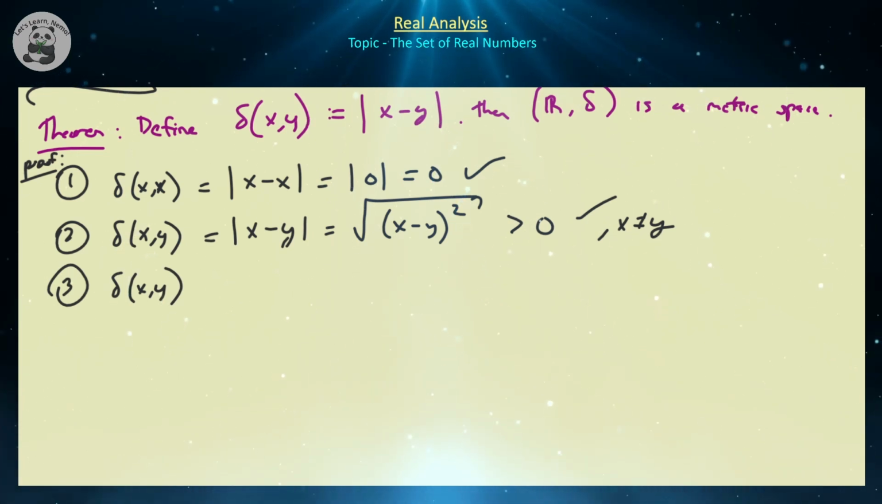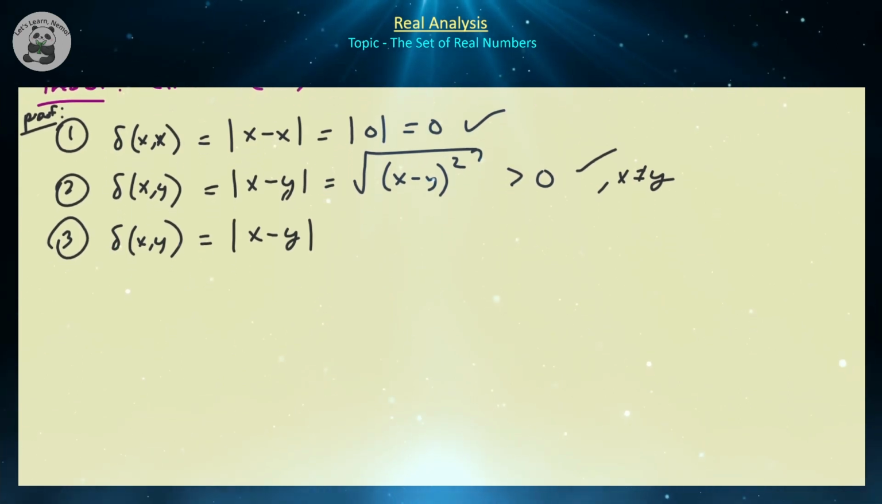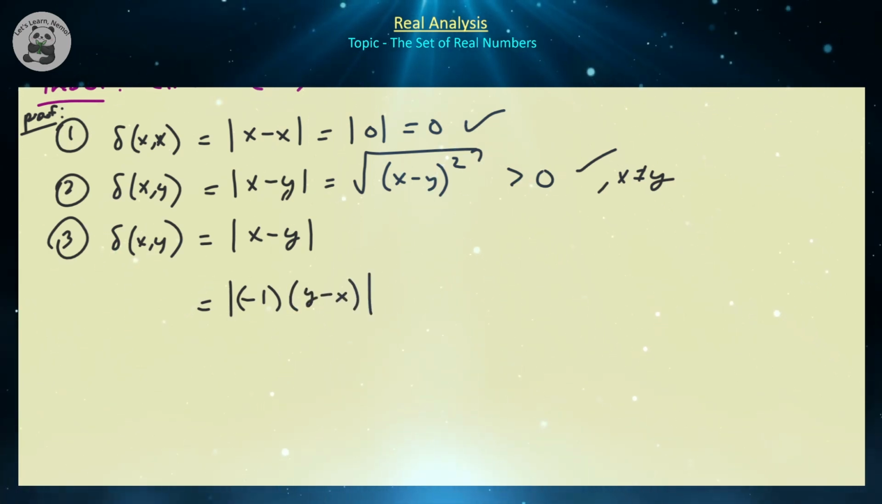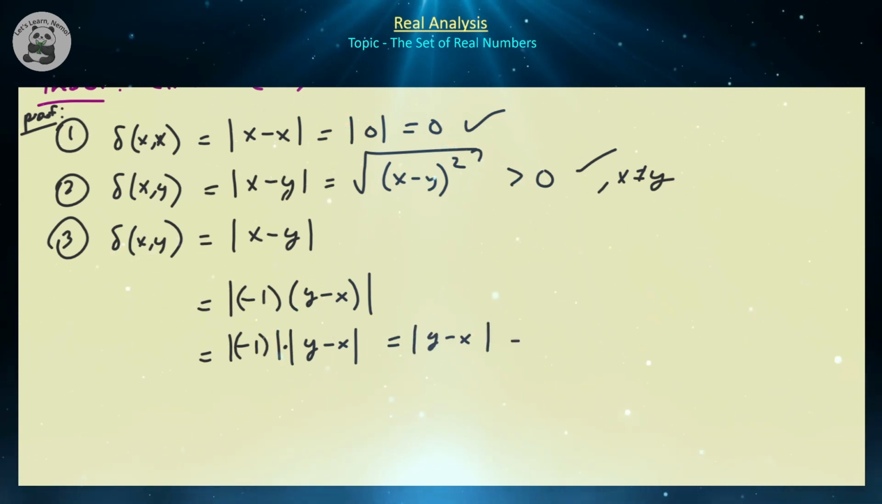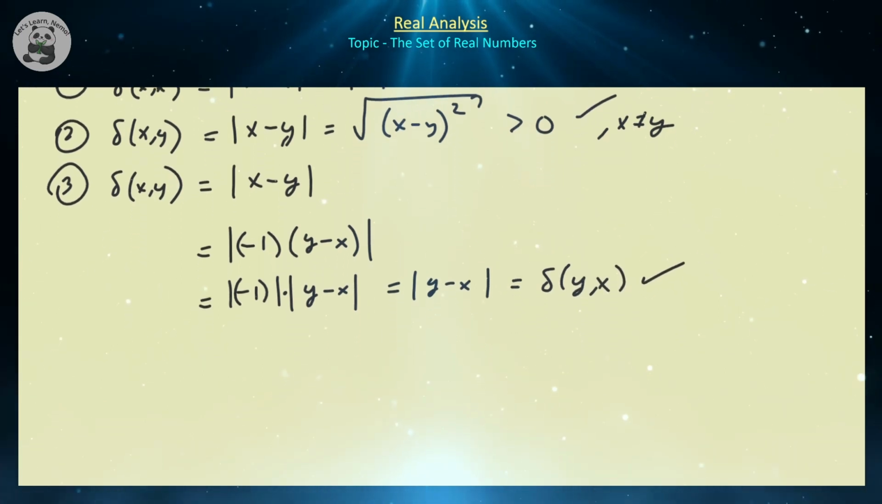So here we're just going to use some magic tricks on the absolute value function. So this is going to be equal to the absolute value of x minus y. And a common trick that's used for differences is we can always factor out a negative sign out of that difference. So we can write that as -1 times y minus x. And we know by properties of absolute values, we can distribute absolute values over products. So we have the absolute value of -1 times the absolute value of y minus x, and we know that the absolute value of -1 is 1. So this is just going to be equal to the absolute value of y minus x, which is by definition the distance between y and x. Therefore, property 3 is met.